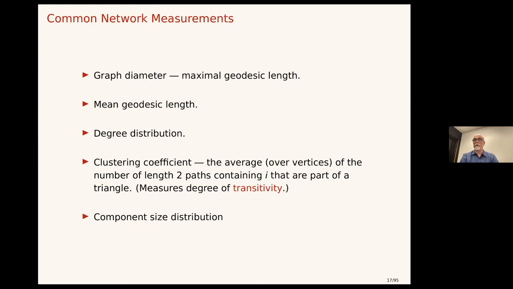Of course, we all have friends of friends who are not friends of ours, because we're friends in different ways, or through different social milieus or something like that. The clustering coefficient is a measure of the degree of transitivity which is inherent in the relationship that the graph represents. Another thing we might look at is components. We saw a graph that had two components early on. If we have a large graph, it might typically have very many components. And we might ask, how big are these components? And what do we know about the distribution of sizes of components? We can often compute or estimate these things.